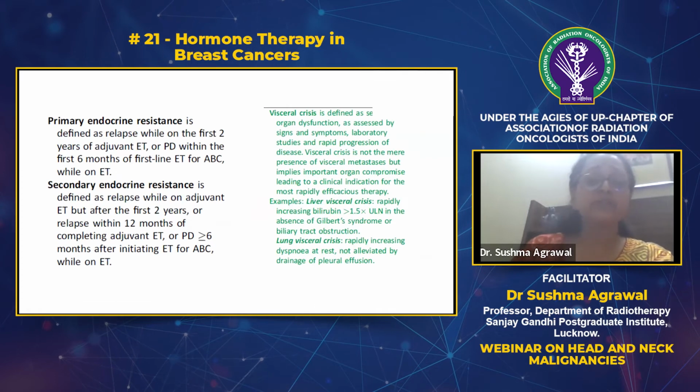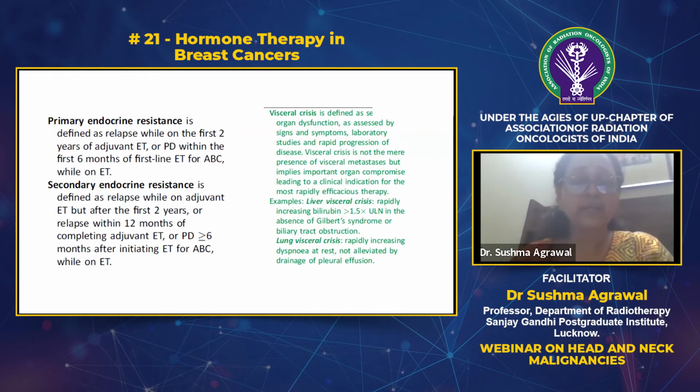So before launching into the studies of endocrine therapy in MBCs, we have to understand the phenomena of primary endocrine resistance and secondary endocrine resistance. Primary endocrine resistance means the patient innately has a resistance to endocrine therapy. So when a patient is on adjuvant tamoxifen or AIs, she relapses within the first 2 years, or if a patient is MBC, she relapses within 6 months of the first line of endocrine therapy.